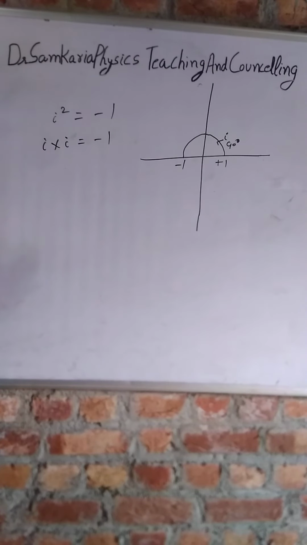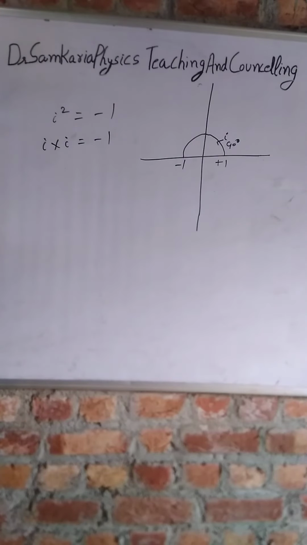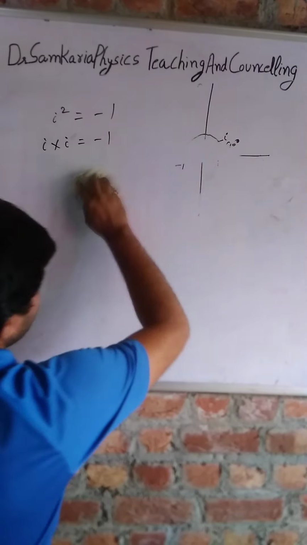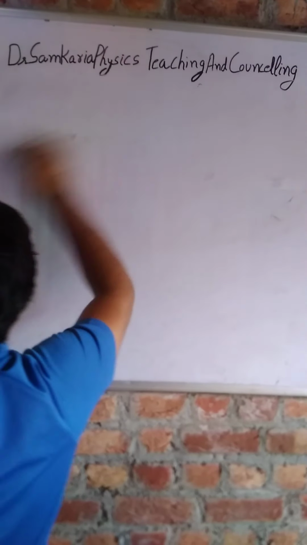These imaginary numbers are like real numbers, because when we multiply a real number with minus 1, it gives us a rotation of 180 degrees. Similarly, if we multiply any real number with this imaginary number, it will give us a rotation of 90 degrees. So in this way, we can say that our number system is two-dimensional.